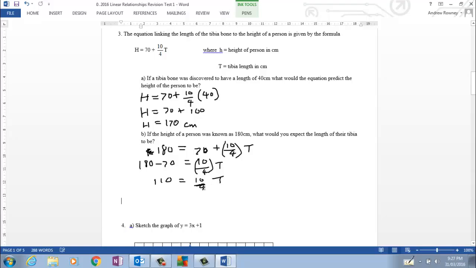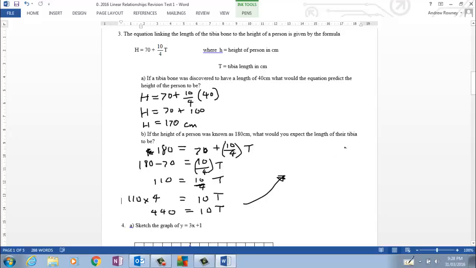Now we're going to get the 4 over the other side. At the moment we're dividing by 4, on the opposite side we times by 4. So 110 times 4 equals 10t. So 440 equals 10t.